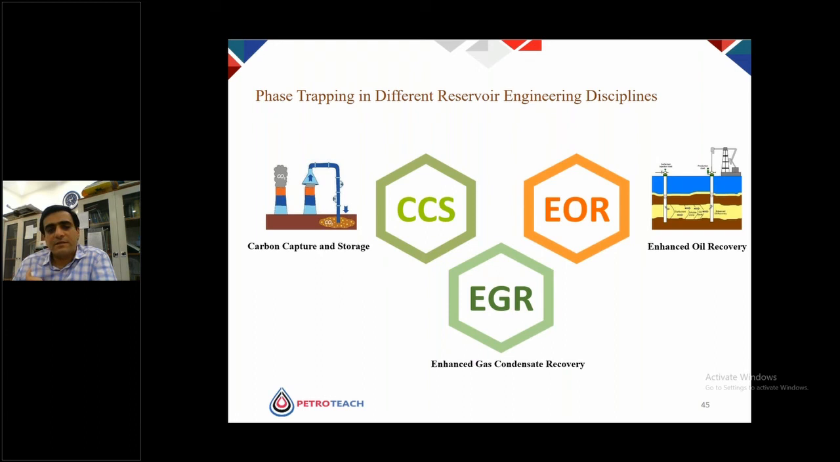In the CCS, the trapping process is a favorable process. However, in the EGR operations, the trapping is unfavorable, and the reservoir engineer and the operator should overcome the trapping.